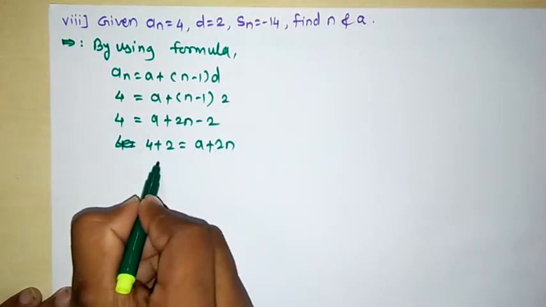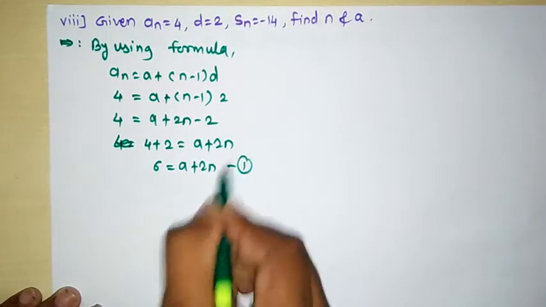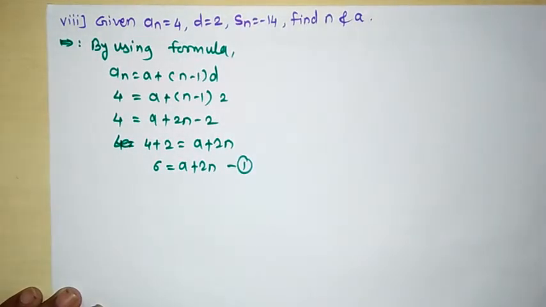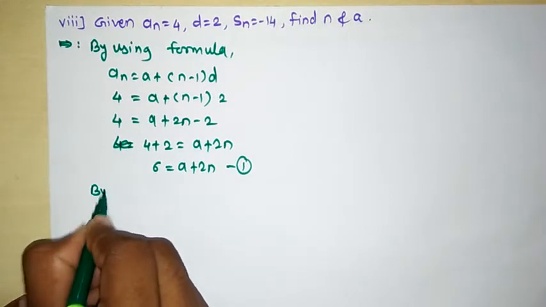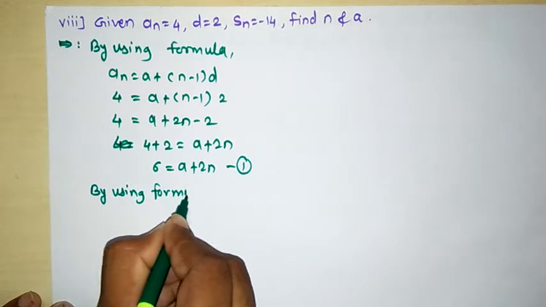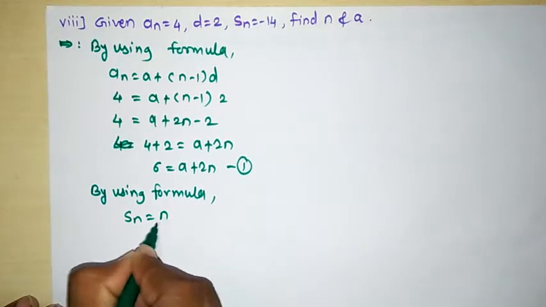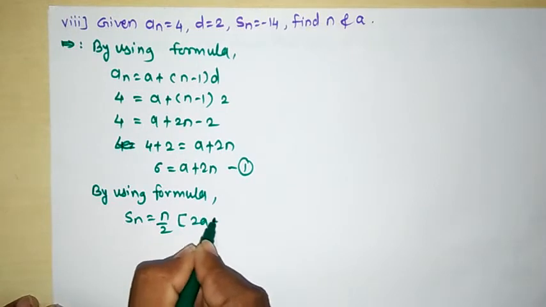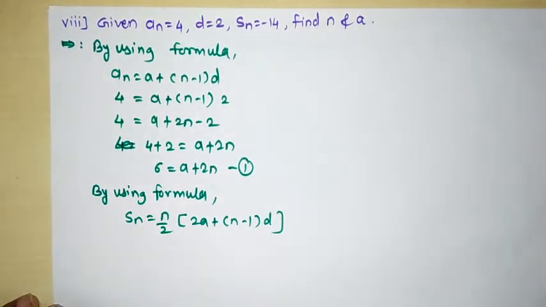Now 4 plus 2 is equal to 6 is equal to a plus 2n. We got this as equation number 1. Now we will use the second formula also. By using the formula Sn is equal to n by 2 into 2a plus n minus 1 into d, we have to check here.